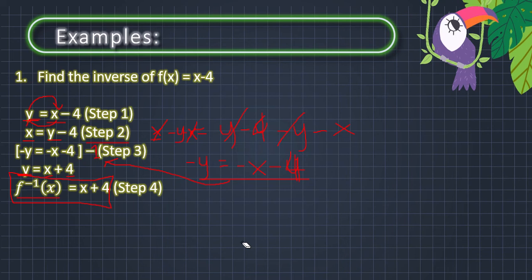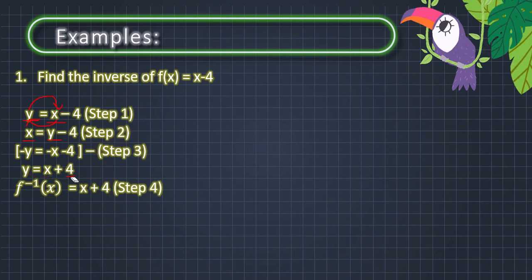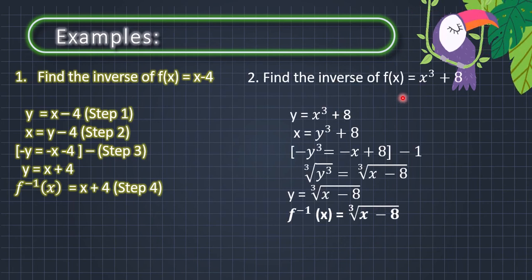Okay, so let me erase now the writings because we will now move on to our example number 2. For example number 2, it is a different form of a function. Okay, so I want you to see this one. Find the inverse of x cubed plus 8. So here is our given function, x cubed plus 8. And again, for the first step, we are going to rewrite f of x to y and copy the remaining expression. Now we have y is equal to x cubed plus 8.